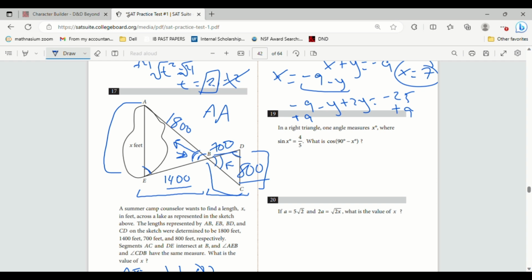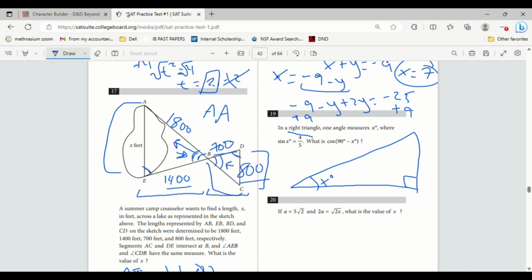Since these are trig functions, we have sine, cosine. I'm going to draw a triangle. A big old right triangle, since this is trigonometry, since it tells us right triangle. And so we have sine of x equals 4 over 5. So let's say that this is x degrees.